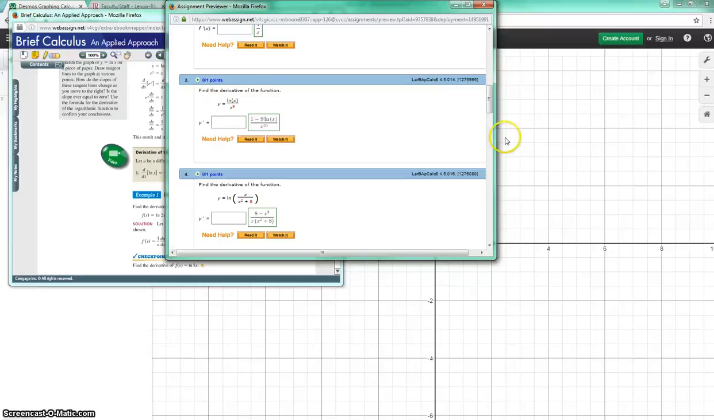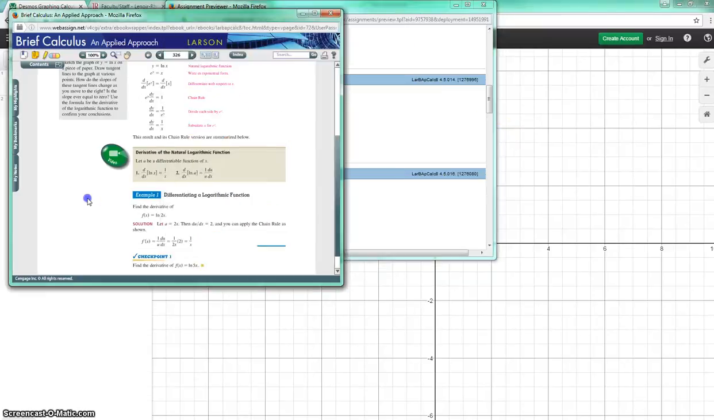Alright, so in chapter 4, section 5, we're taking derivatives of log functions. And so they have the ones for the natural logs. So the derivative of the natural log is 1 over x. If we do some types of substitution, we have 1 over u times the derivative of u. So the derivative of the natural log of x is 1 over x.